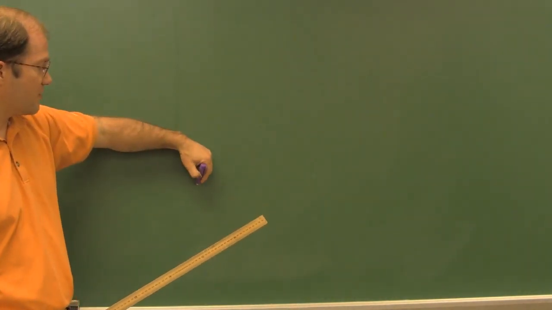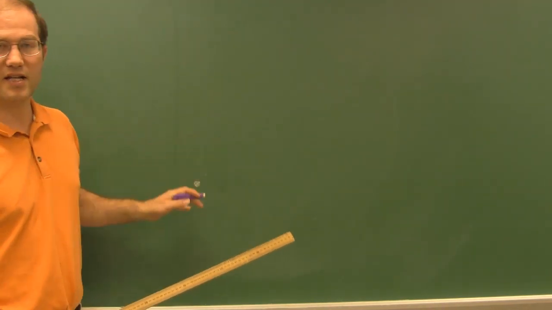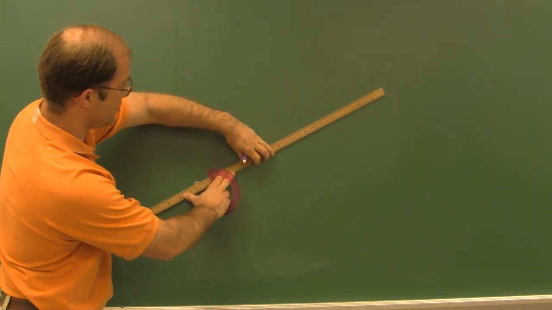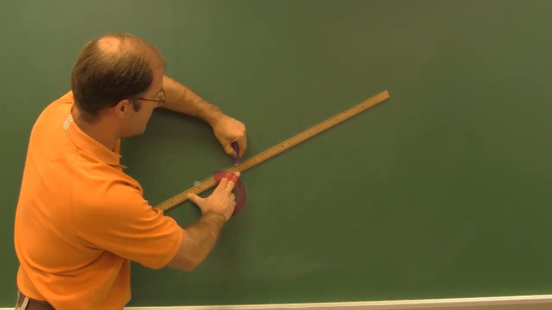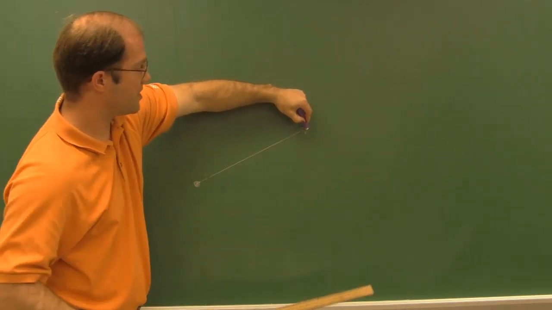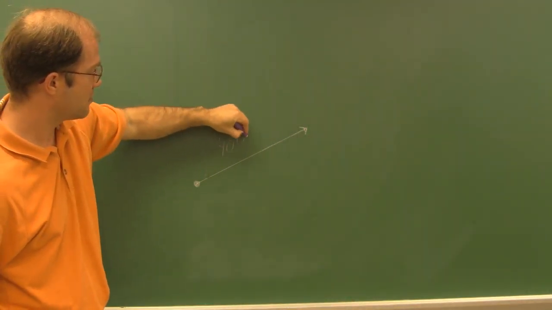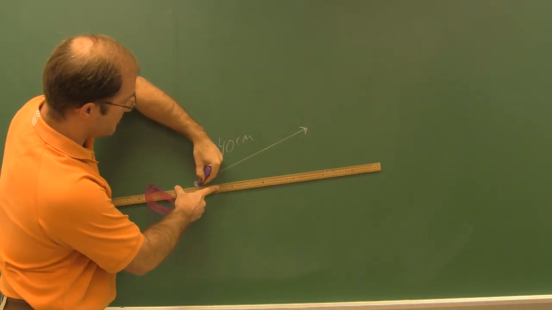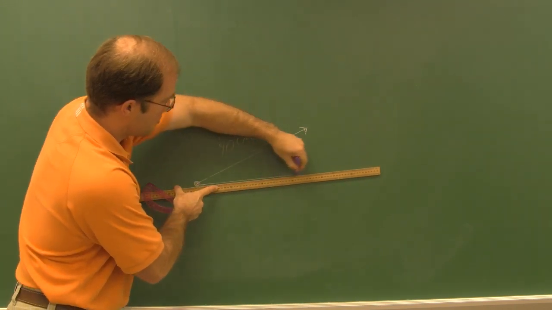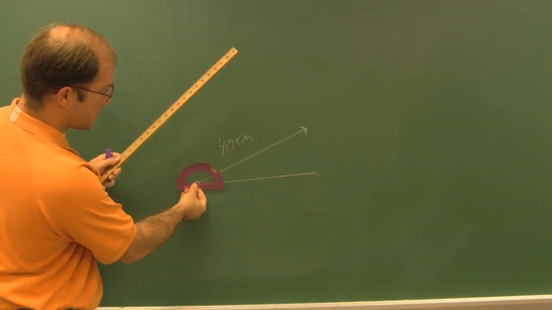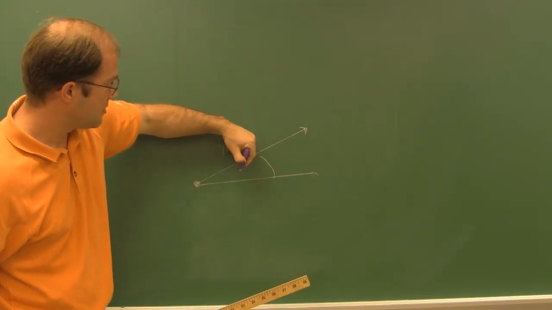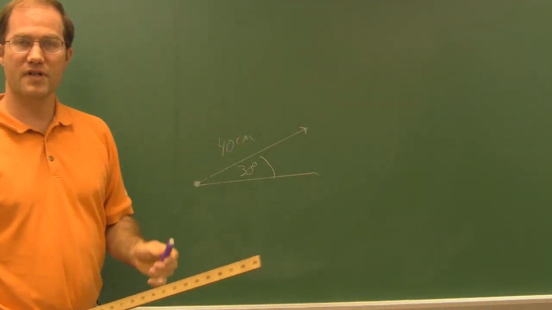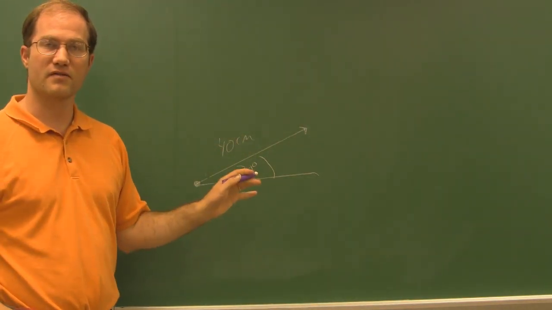Now, when we draw a vector, we always start with a point. This point indicates the beginning of the vector, and then the vector is a certain magnitude. So let me draw one here. Let's say I draw a vector about 40 centimeters long. And this has an angle with respect to the horizontal. I'll sort of draw in a horizontal line here. And this angle looks to be about 30 degrees. So roughly 30 degrees. Okay. So there's my vector. 40 centimeters at 30 degrees up from the horizontal.